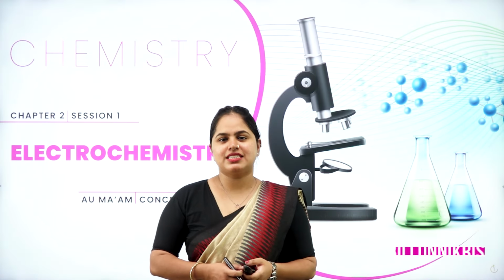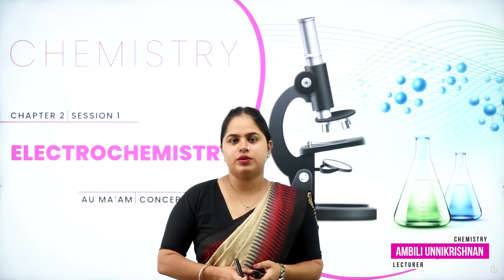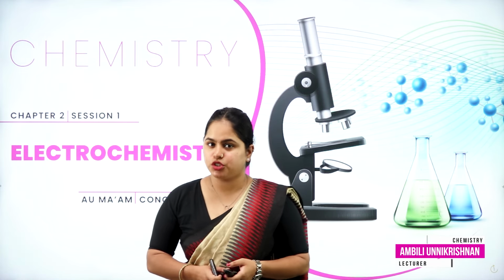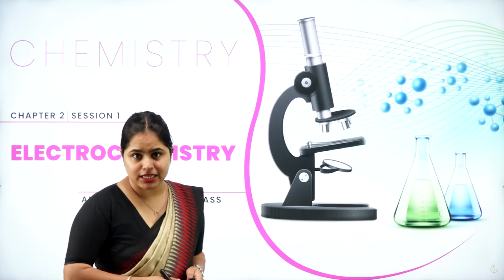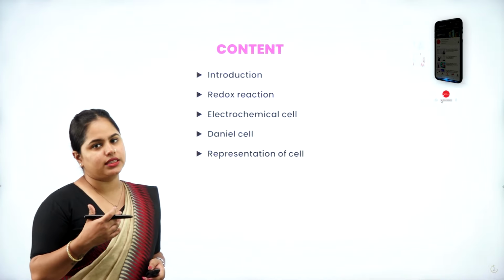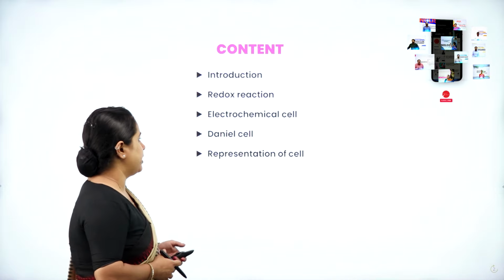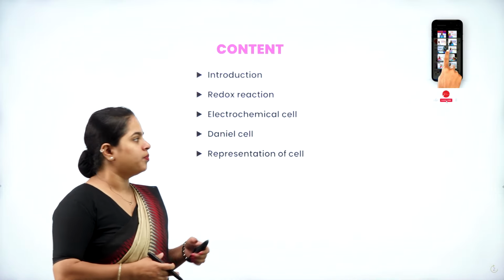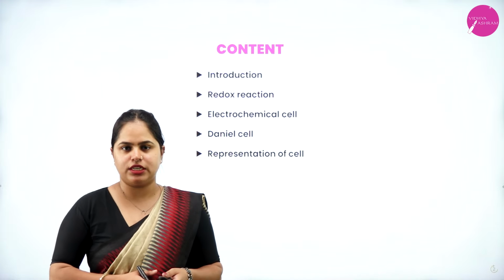Hello everyone, this is Ambli Unnikrishnan from the Department of Chemistry. So today I am back with a new chapter, that is chapter 2 of your syllabus, Electrochemistry. So in today's session, we will understand what electrochemistry is, what we are going to study in this chapter. Then we'll move on to what is a redox reaction, what is an electrochemical cell, what is the Daniell cell, and how you can represent a cell. All of this we are going to discuss in today's session.